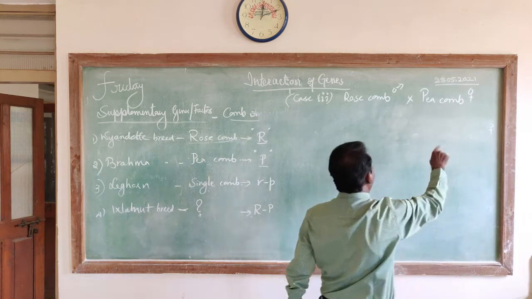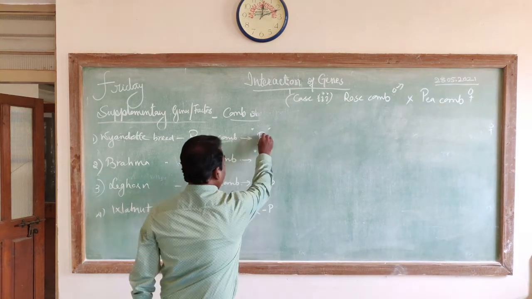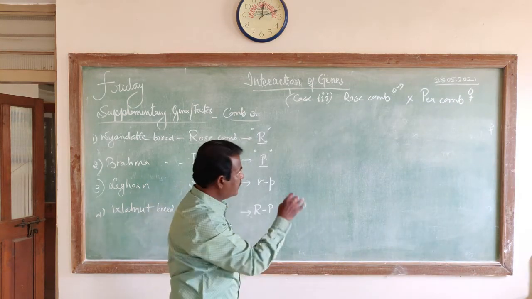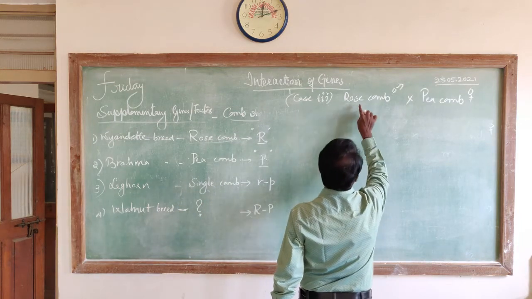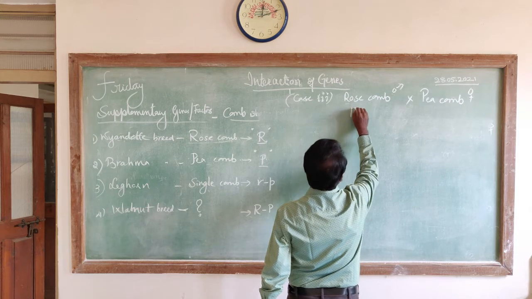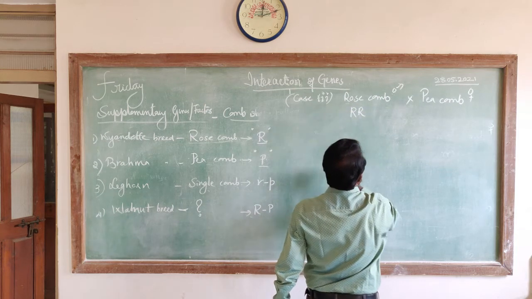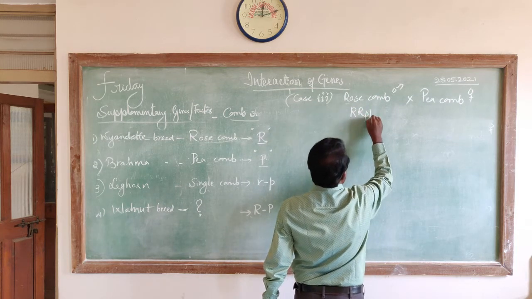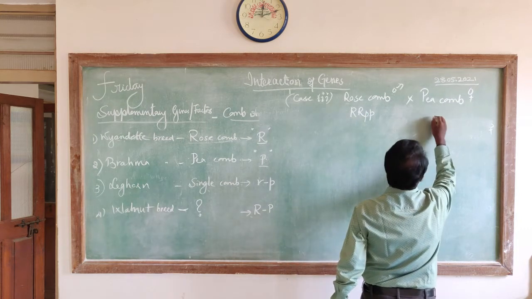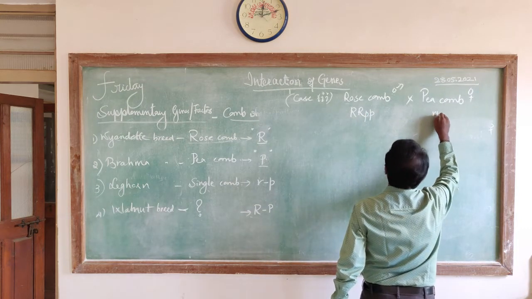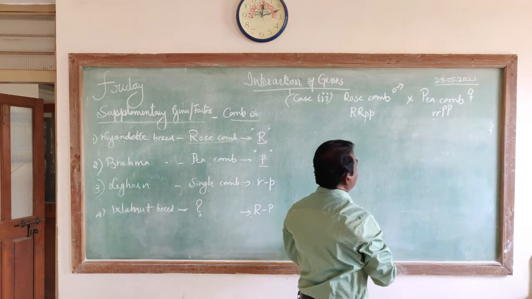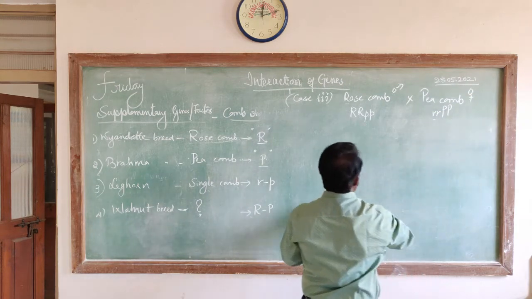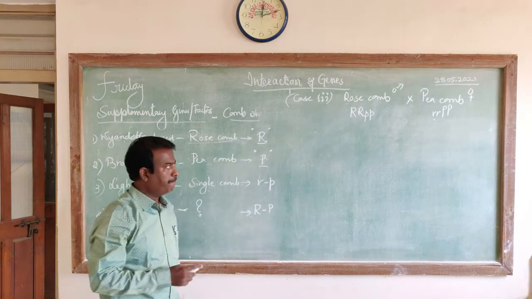Please follow it. Sorry, what happens if we cross this? This is the third case. When we cross this, let me write the genotype for rose comb as capital R, small p as you know, and for pea comb that is small r, capital P. So it is a genotype for rose comb and pea comb respectively.